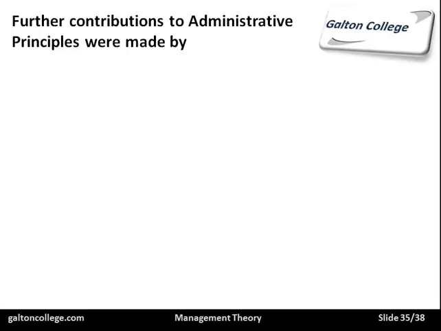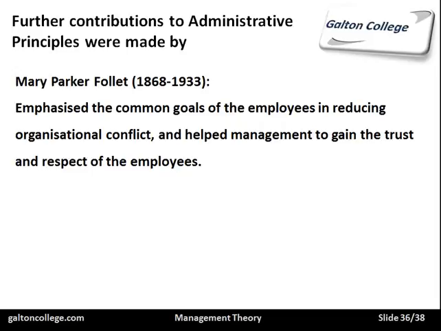There are further contributions to the administrative principle, and these were made by, for example, Mary Parker Follett. She emphasized the common goals of the employees in reducing organizational conflict and helped management to gain the trust and respect of the employees. So there was a suggestion that the employees and the management had common goals. The employees needed work, they needed remuneration to enable them to live, to buy food and clothing and shelter and survive. But likewise, the management needed the workers, because the management needed to survive as well. So there was commonality between them. And so there was, or there should be, an element of cooperation between both sides, workers and management.